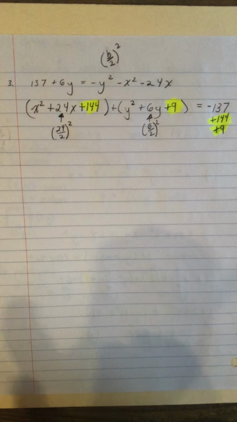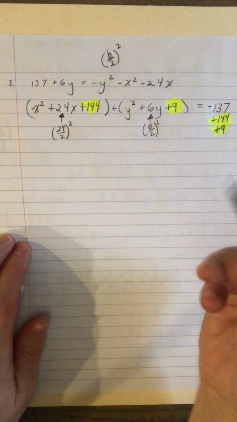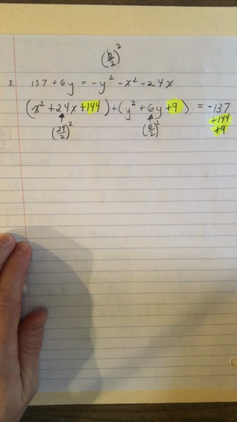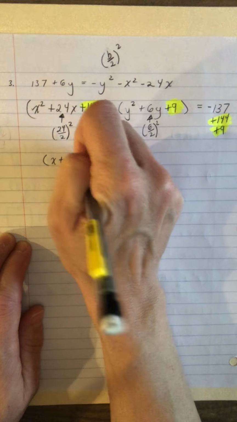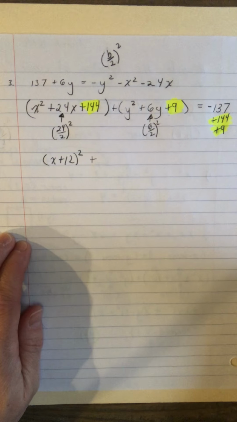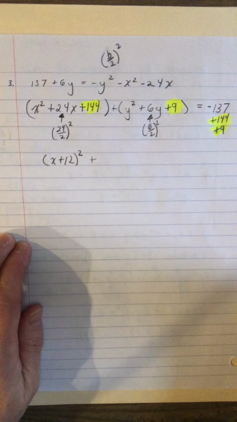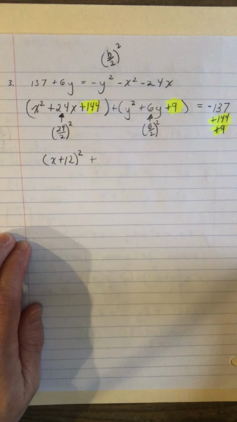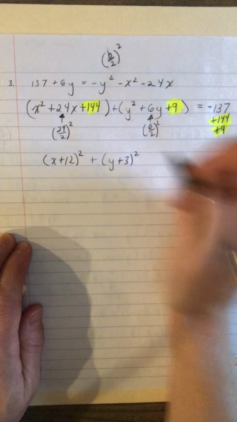So now I can factor. This is a perfect square trinomial because what adds to 24 and multiplies to 144? Positive 12. So I would get the quantity x plus 12 times the quantity x plus 12, which is the same as x plus 12 quantity squared. Now let's look at our next one. I have y squared plus 6y plus 9. What adds to 6 and multiplies to 9? The answer would be 3 and 3. So you're getting the quantity y plus 3 times the quantity y plus 3, which would be the quantity y plus 3 squared.